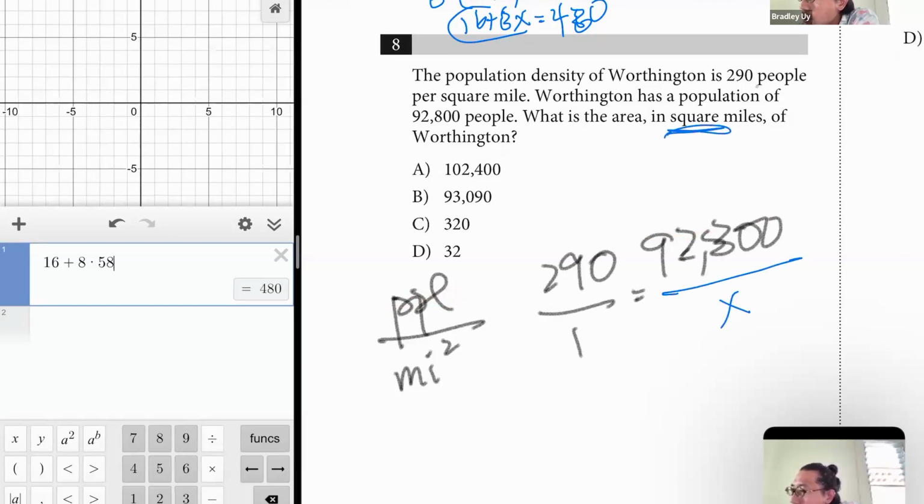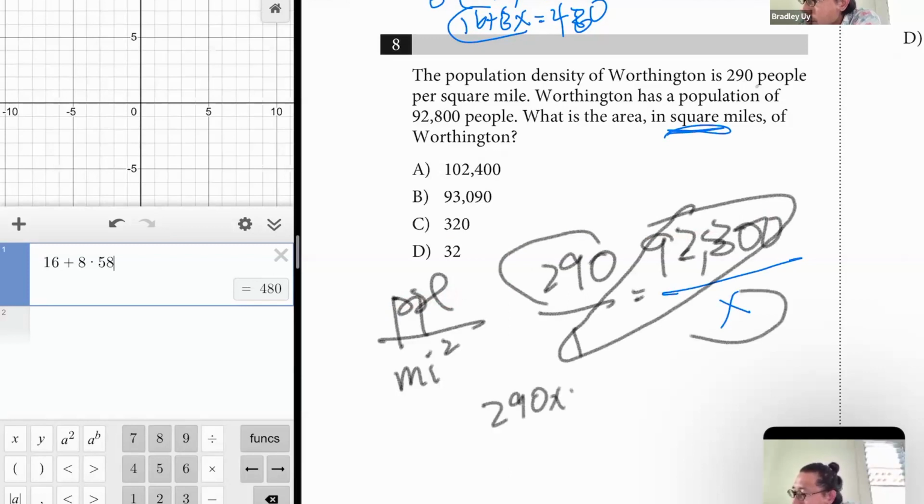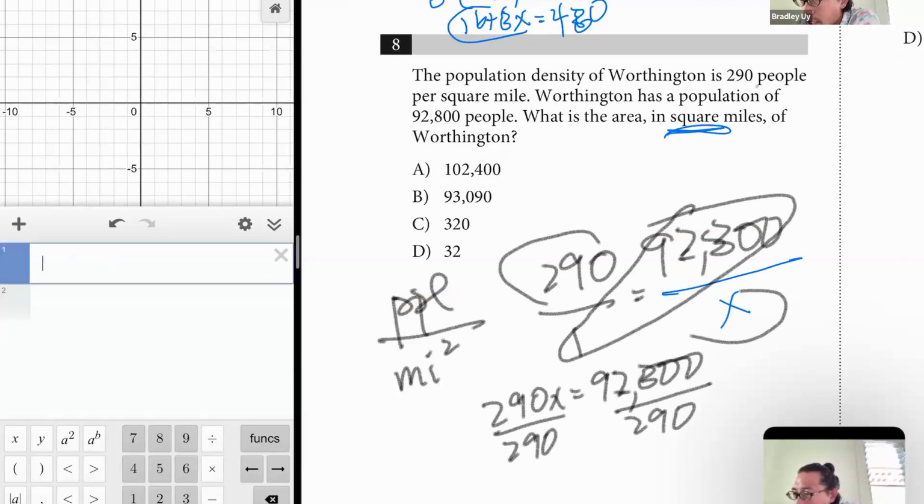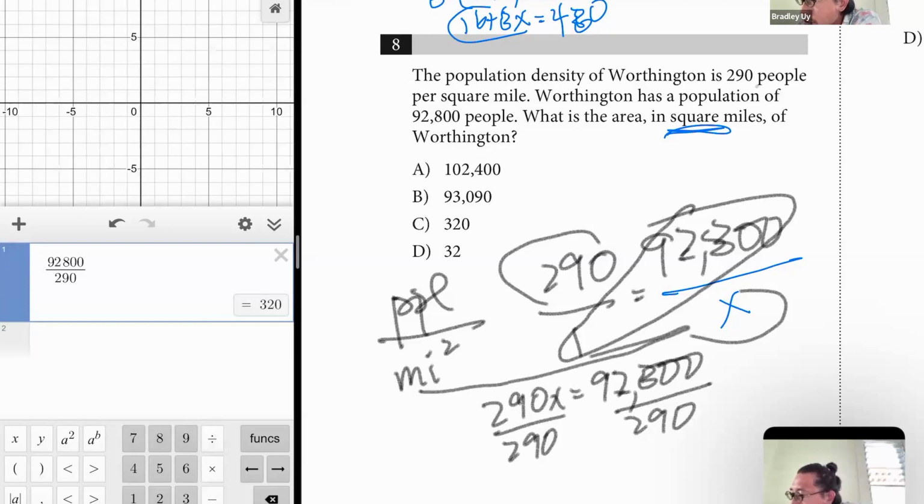Okay? One way to do this, again, is to cross multiply. You're going to multiply this times this and set it equal to 290 times x. So you have 290x equals 92,800. Okay, and you divide both sides by 290 and work on your handy dandy Desmos here. You have 92,800 and you divide by 290 and you get an answer of 320. 320 what? Square miles. Okay, which is the answer C.